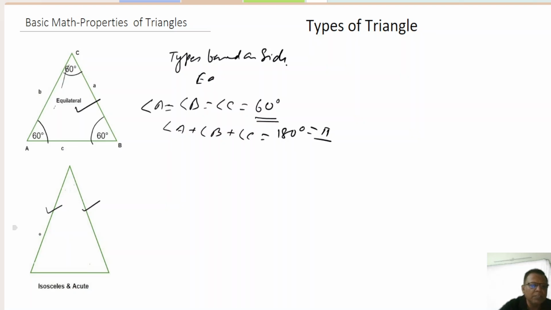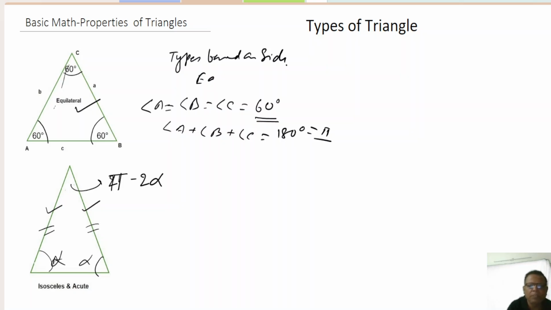And in an isosceles triangle, two sides are equal. If two sides are equal, then two angles will also be equal. If this is alpha, then this will also be alpha. So this will be pi minus 2 alpha.